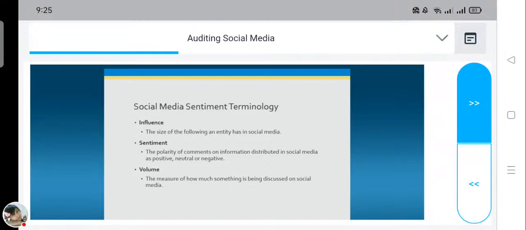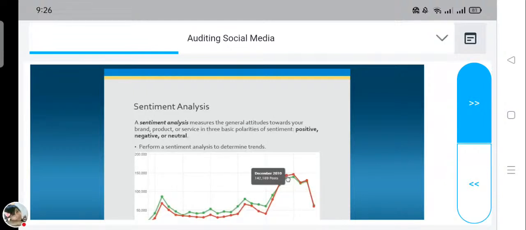So we want to know, how big is our audience? How do they feel about what we're putting on social media? And are they talking about it? What kind of buzz are we generating? Is it positive, neutral, negative, and how much of it is there? We can use a measuring tool called a sentiment analysis to measure these things. What it's measuring are general attitudes towards your brand or your product or your service, and it's using those three polarities I already discussed: positive, negative, or neutral.